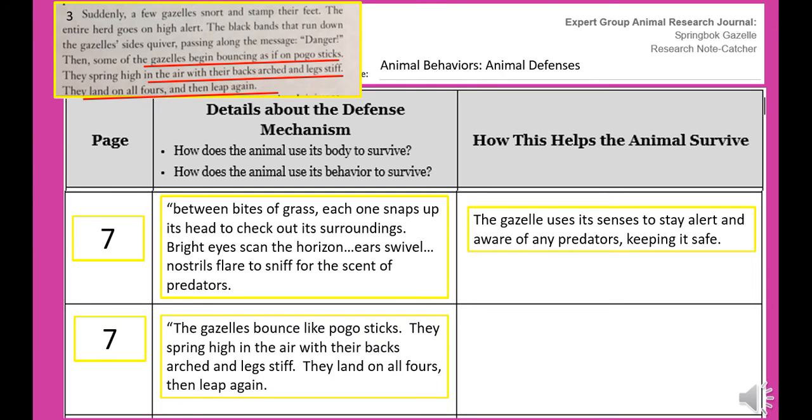Pause the video now so that you may have time to complete this in your research journal.